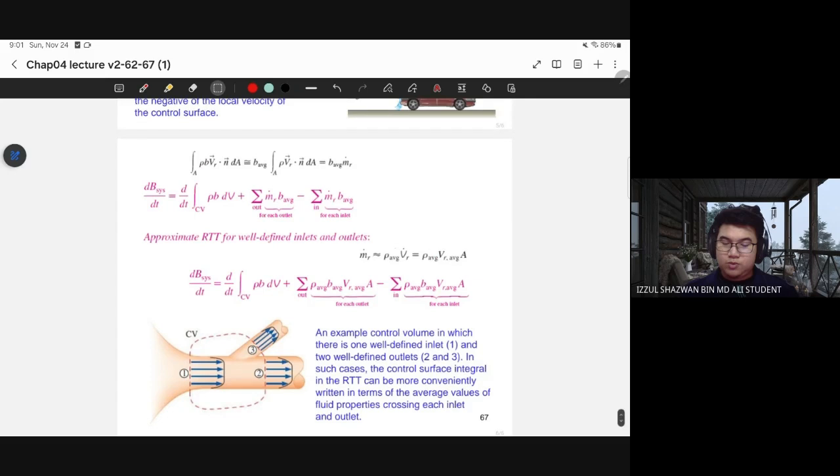An example of a control volume in which there are no well-defined inlets and outlets, with inlet 1, inlet 2, and 3 as flow surfaces, in RTT can be more convenient in terms of the average value of the fluid property crossing each outlet. That's it from me. Thank you.